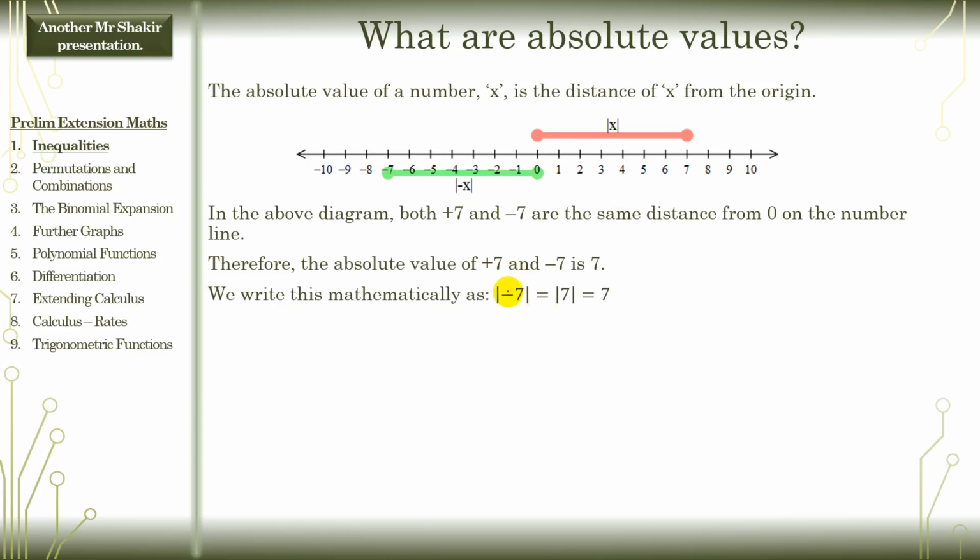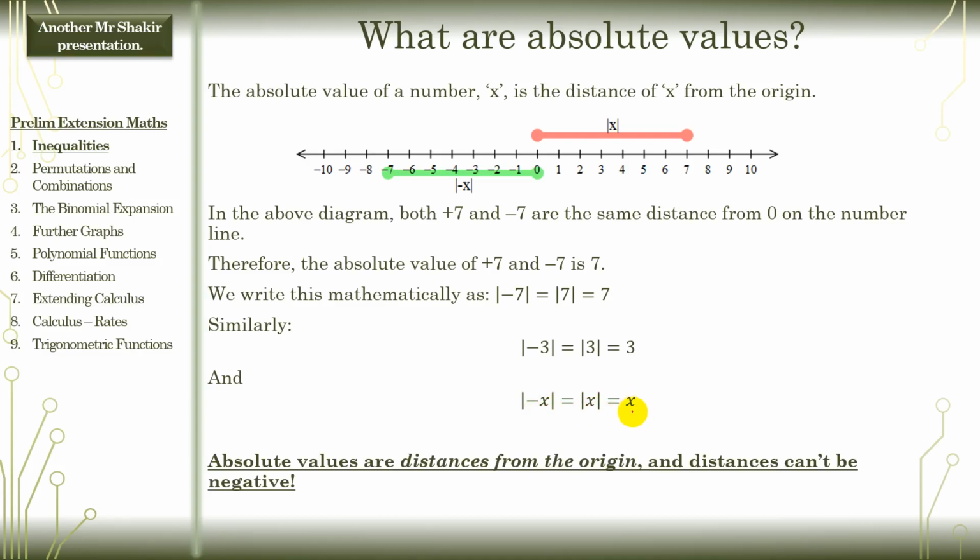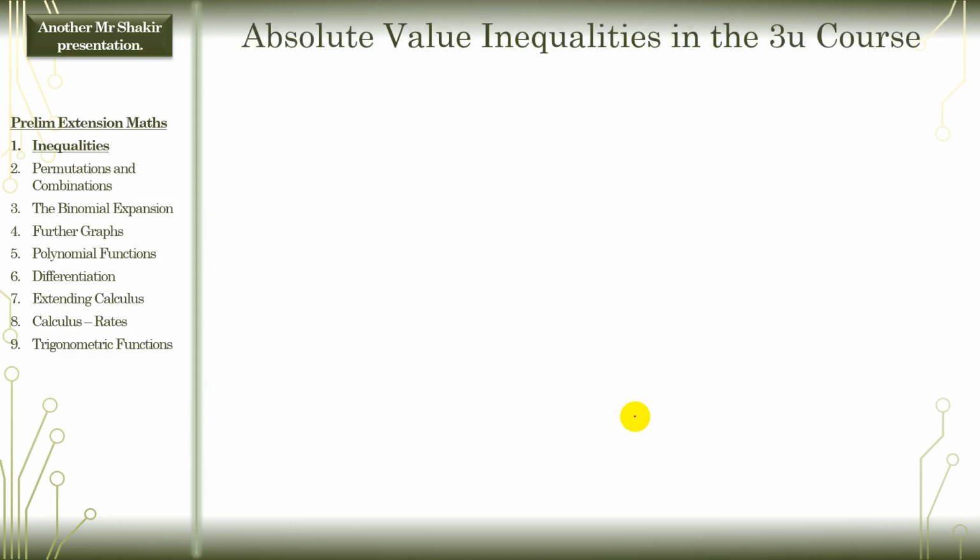Mathematically, the absolute value of negative 7 is the same as the absolute value of 7, and both simplify to 7, because it can't be a negative number. Similarly, the absolute value of negative 3 is the same as the absolute value of 3, which is 3. Generically, the absolute value of negative x is equal to the absolute value of x. Absolute values are distances from the origin, and distances can't be negative.